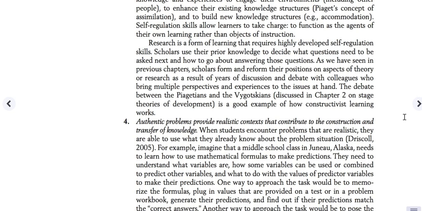Scholars use their prior knowledge to decide what questions need to be asked next and how to go about answering those questions. As we have seen in previous chapters, scholars form and reform their positions on aspects of theory or research as a result of years of discussion and debate with colleagues who bring multiple perspectives and experiences to the issues at hand. The debate between Piagetians and the Vygotskians, discussed in Chapter 2 on stage theories of development, is a good example of how constructivist learning works.